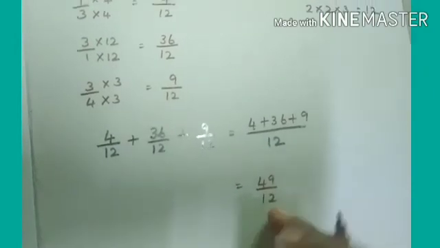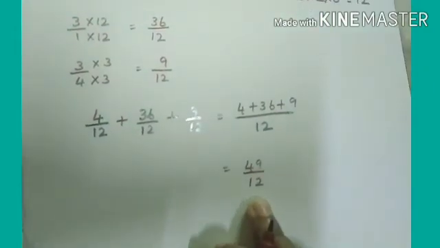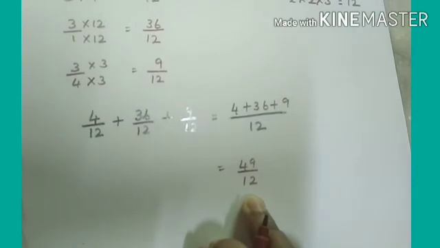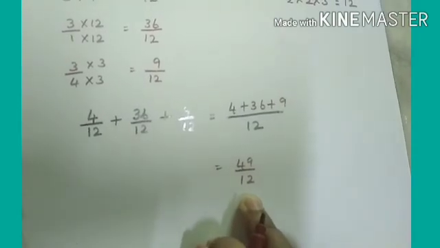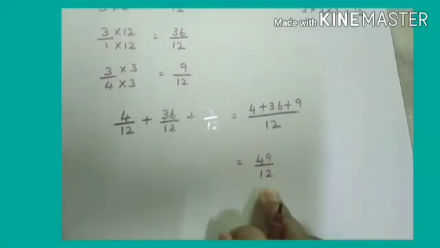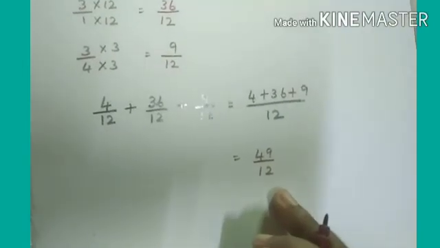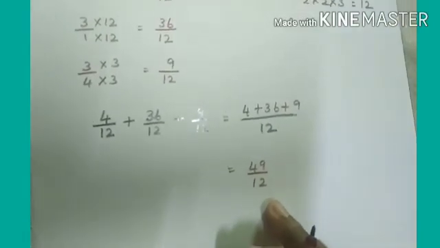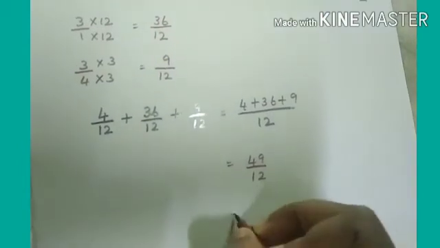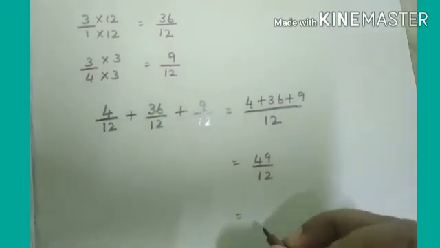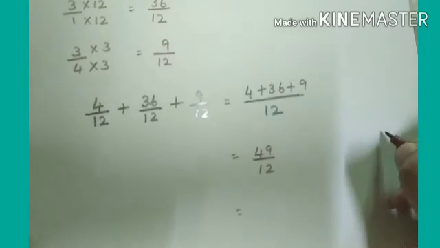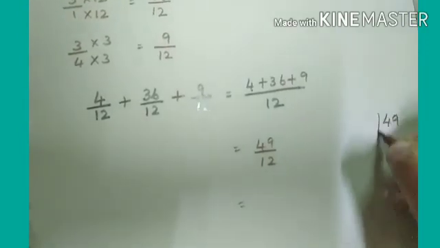What type of fraction is this? Yes, it is an improper fraction. Students, if the answer is an improper fraction, we have to convert it into a mixed fraction. How do we convert it into a mixed fraction? Yes, we have to divide the number 49 by 12.